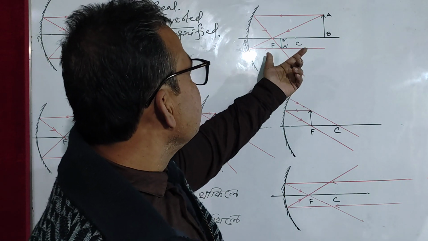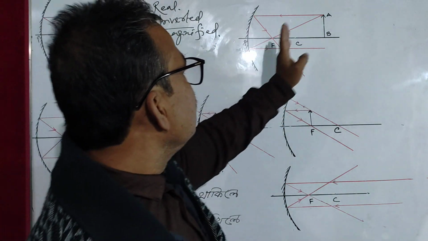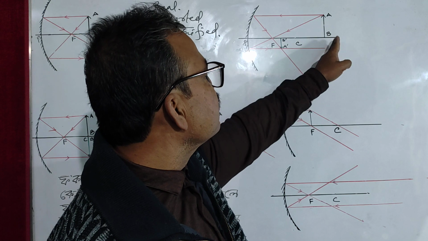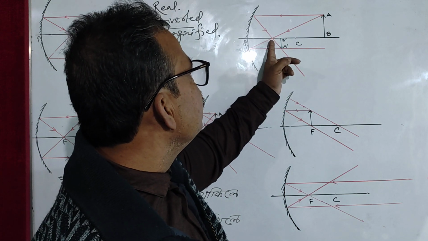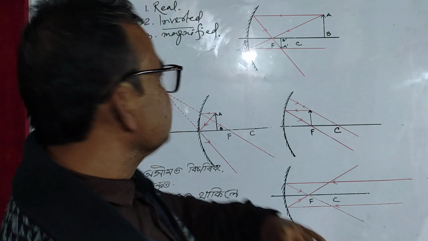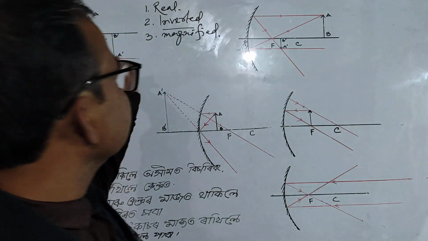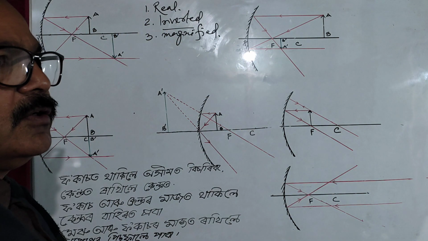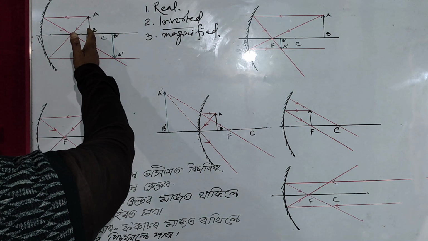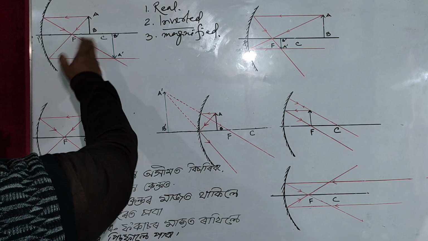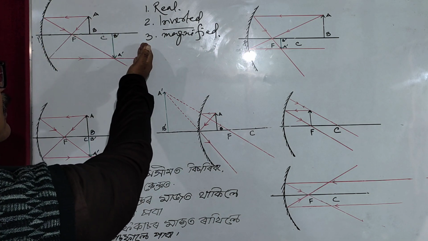Clear? And now we see the position. As the object is placed beyond the center of curvature, the image is formed in between the focus and the center of curvature, just opposite of this. Am I right? So you remember these things easily. If the object is placed in between the focus and the center, then the image is formed beyond the center of curvature.